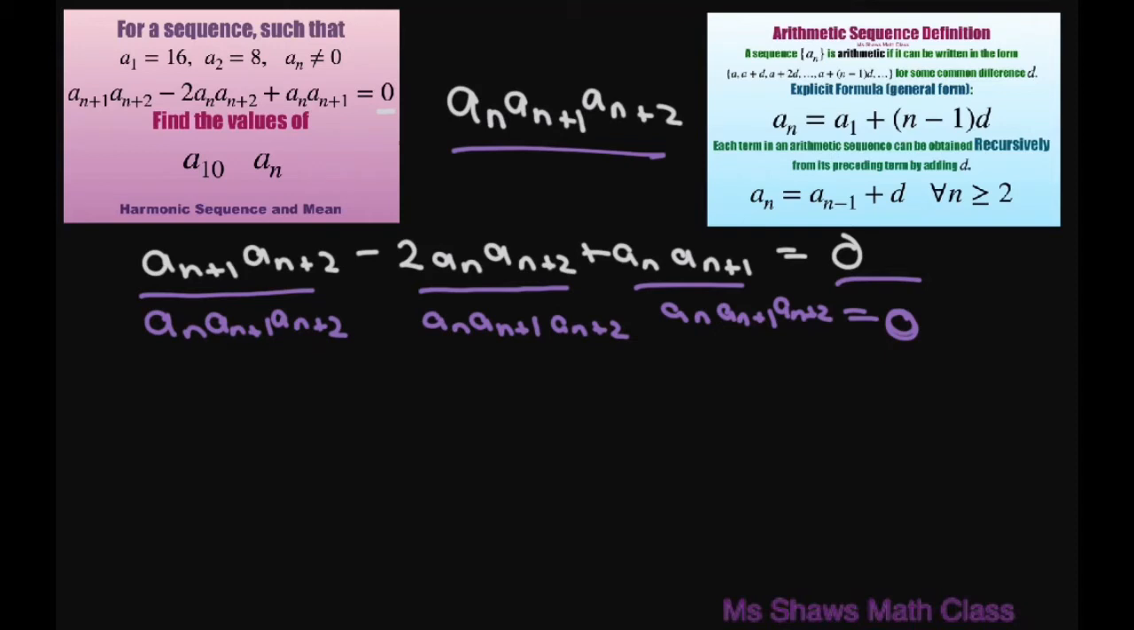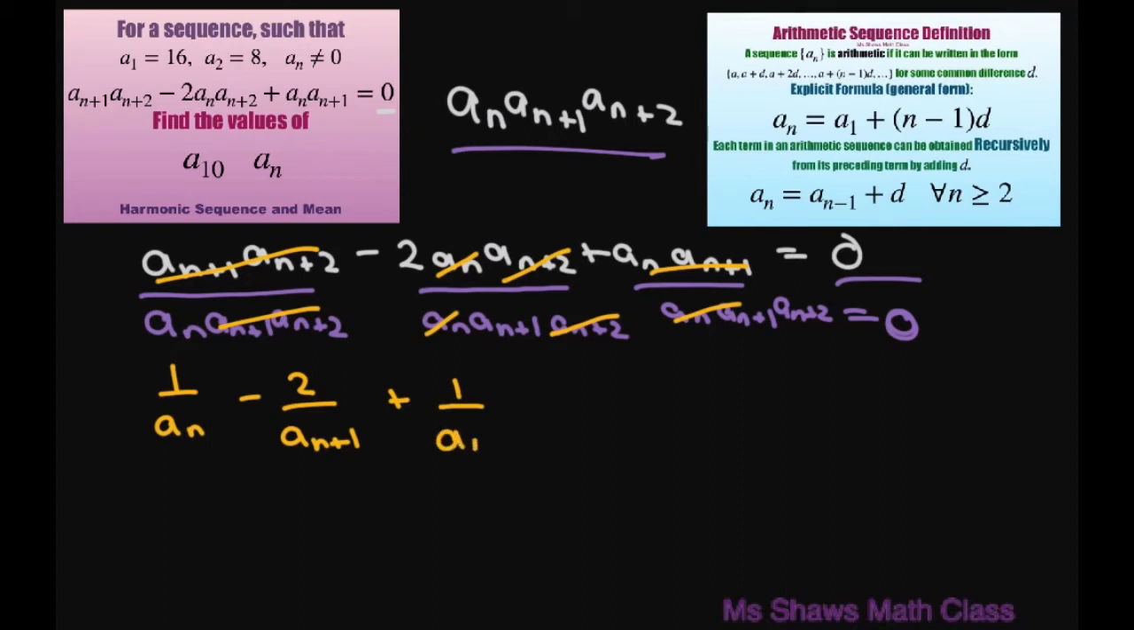So basically, what happens here is these two cancel out, and you get 1 divided by a sub n. All right, minus 2, and this one cancels out, and this one cancels out. So minus 2 divided by a sub n plus 1. And then for this one, these two cancel out, so you get 1 divided by a sub n plus 2. And when you divide 0 by all that, you still get 0.